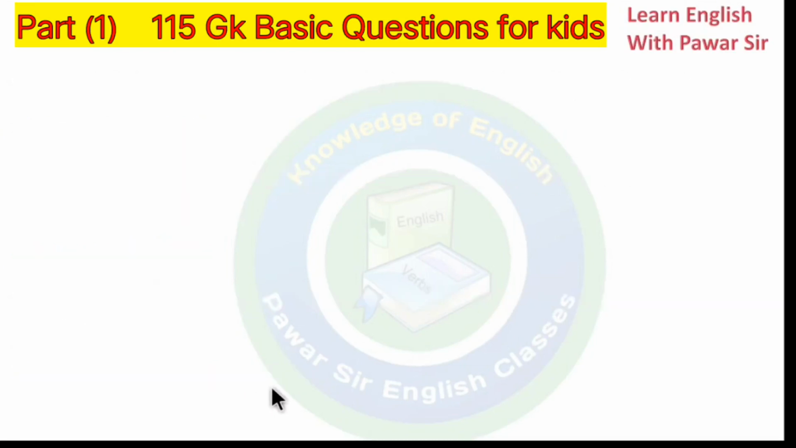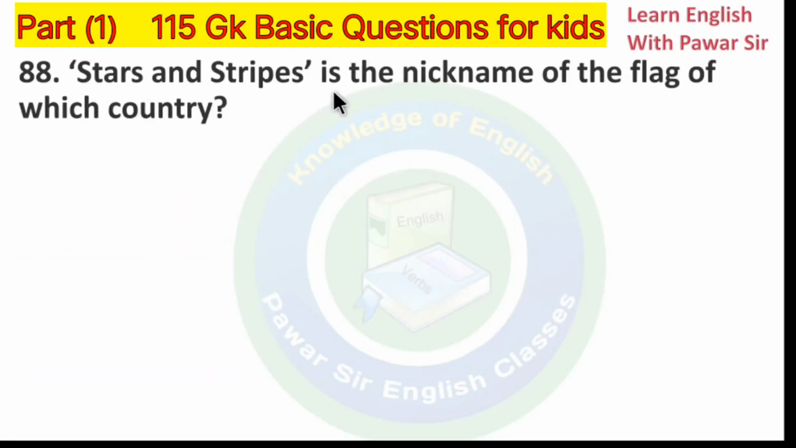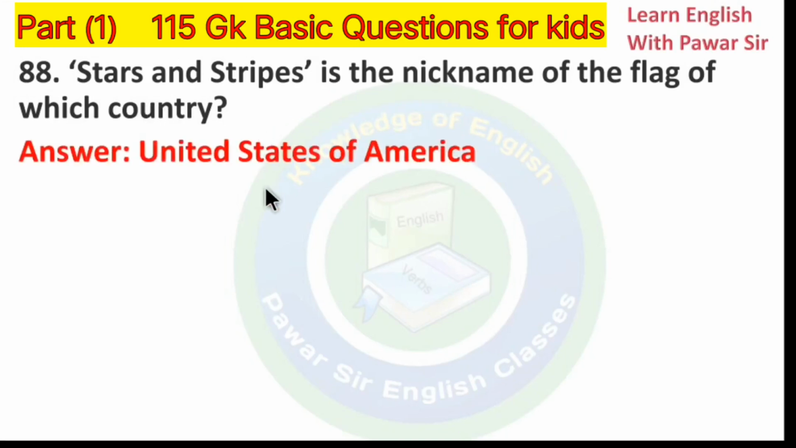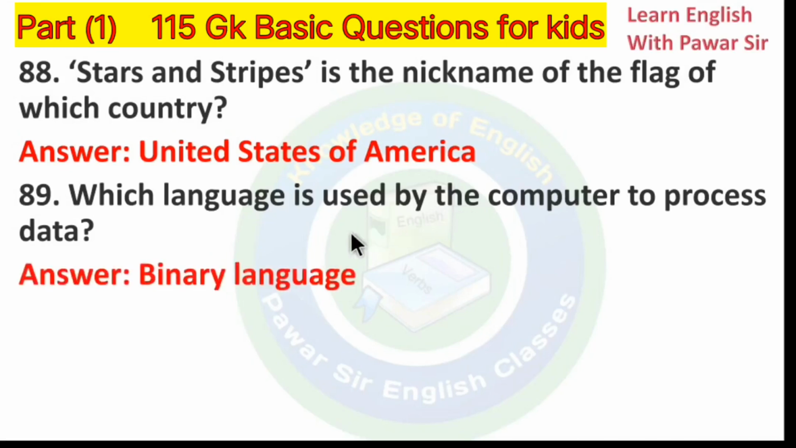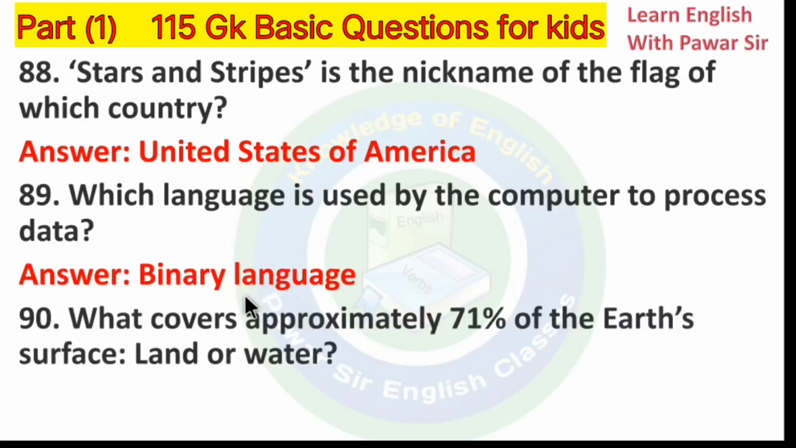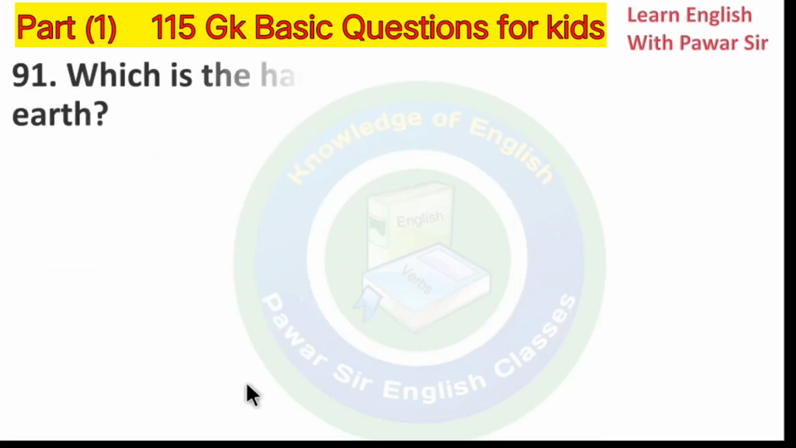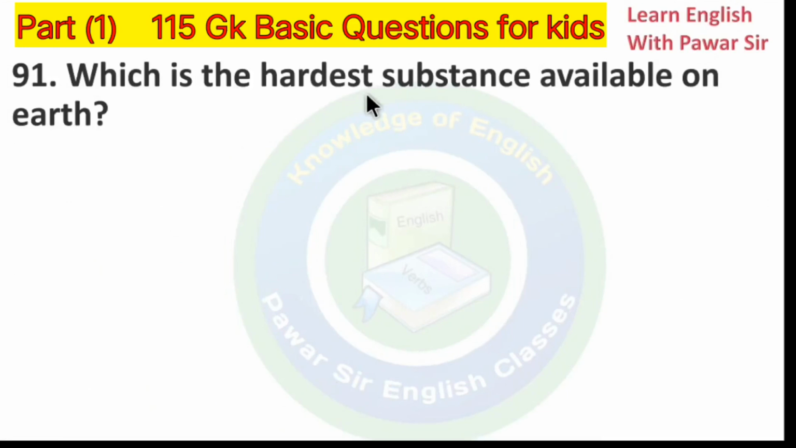Which instrument is used for measuring wind speed? Anemometer. Stars and Stripes is the nickname of the flag of which country? United States of America. Which language is used by the computer to process data? Binary language. What covers approximately 71% of the Earth's surface, land or water? Water.